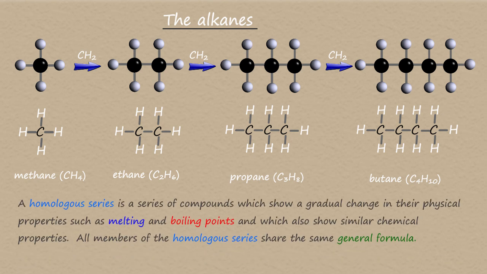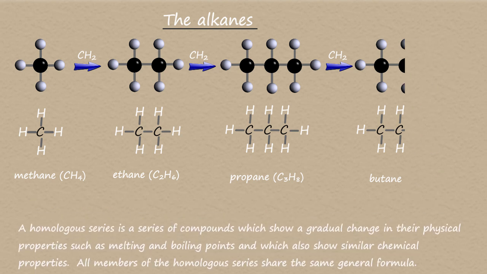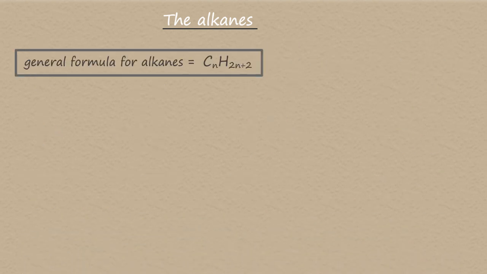Now, an homologous series is a family of molecules which show a gradual change in their physical properties, such as their melting and boiling points, and which also show similar chemical properties. All members of an homologous series share the same general formula. For example, the general formula for alkanes is CnH2n+2. This general formula will allow you to find the molecular formula for any alkane.